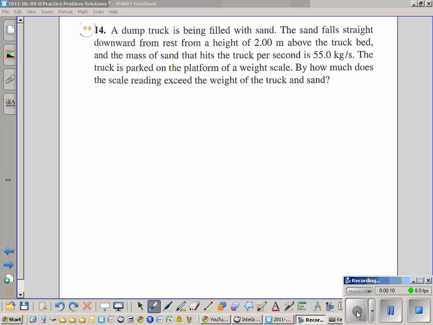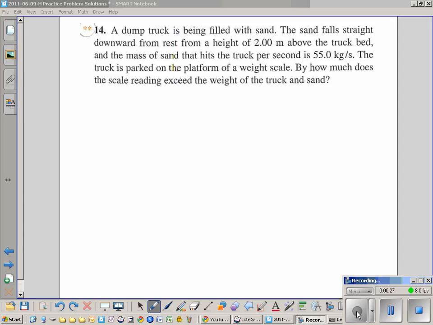Okay, so we got a dump truck. Dump truck's being filled with sand. Sand falling straight from rest from the height of 2 meters above the truck bed, and the mass of the sand that hits the truck per second is 55 kilograms per second. The truck is parked on a platform of a weight scale. By how much does the scale reading exceed the weight of the truck and the sand?